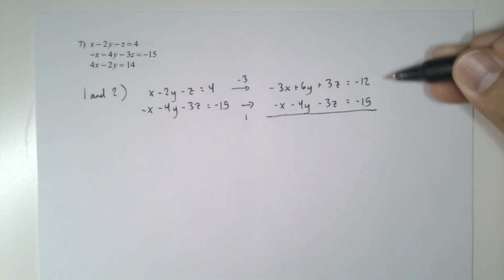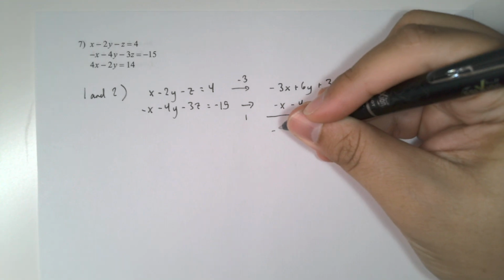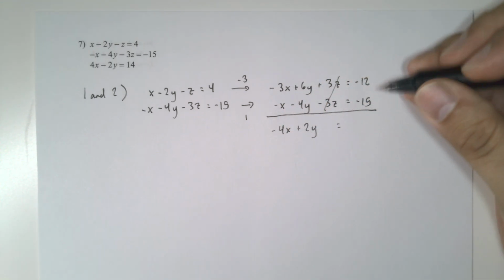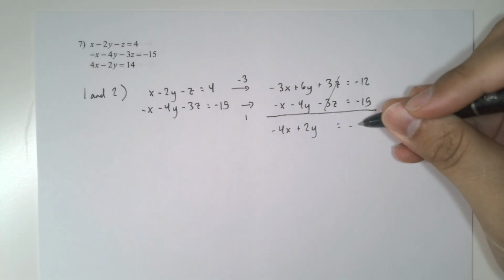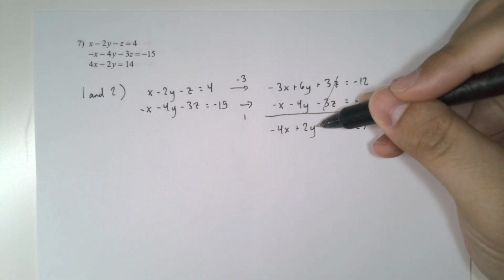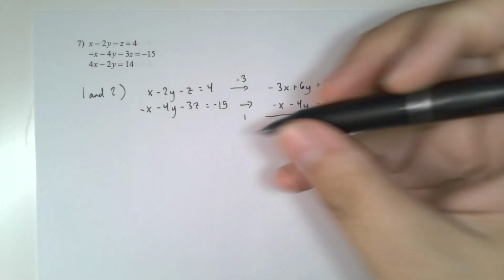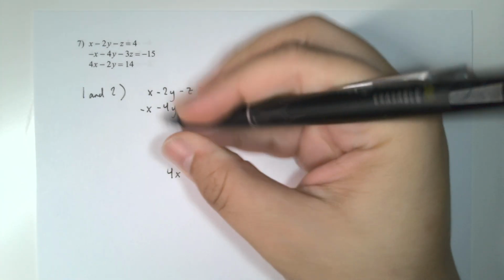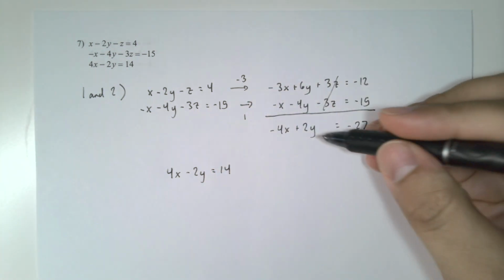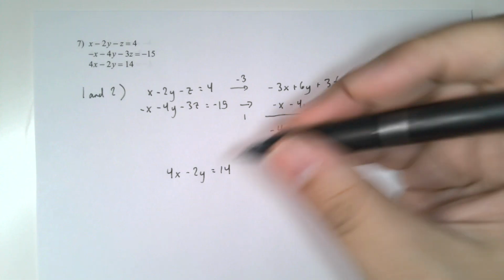Then when we add these two together, the z's cancel. We have negative 4x plus 2y, and that's equal to negative 27. Now check that out. We have negative 4x plus 2y, 4x minus 2y. Those are just the same thing with opposite signs. So if I take the third equation, 4x minus 2y is equal to 14, and I add that with the other equation that we just got from eliminating z in equations 1 and 2.